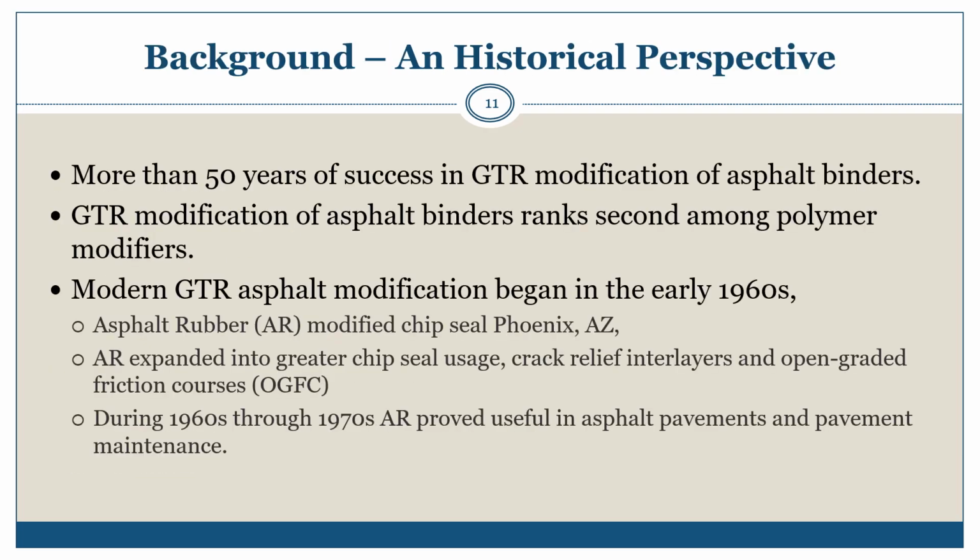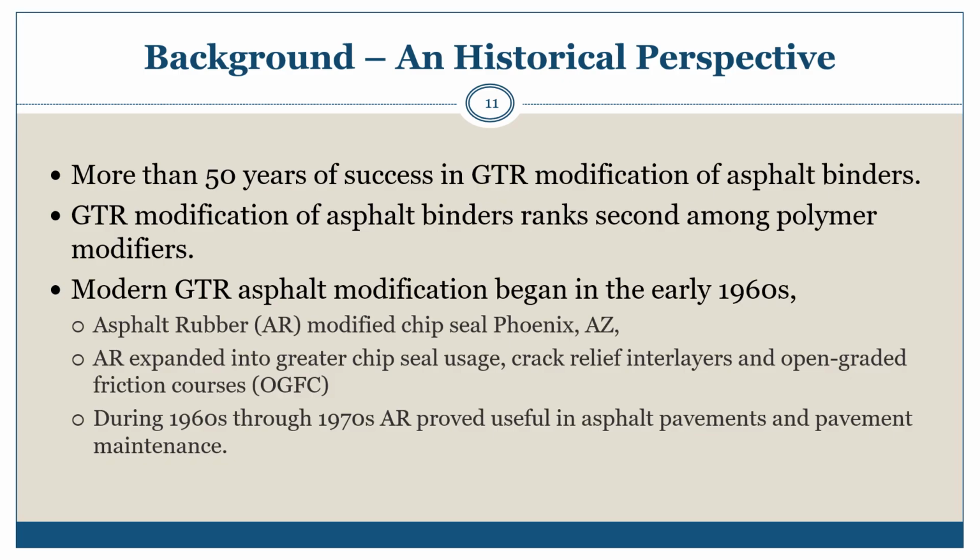Research on GTR modified asphalt binders over the last 50 years has shown favorable impacts of GTR modification. GTR ranks second among the most common asphalt pavement modifiers behind styrene butadiene styrene block copolymers. Modern GTR use in paving began in the early 1960s with a highly elastic asphalt rubber. The work expanded into larger chip seal projects along with other crack relief interlayers and open graded friction courses.